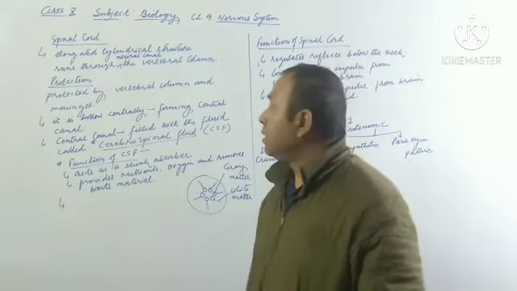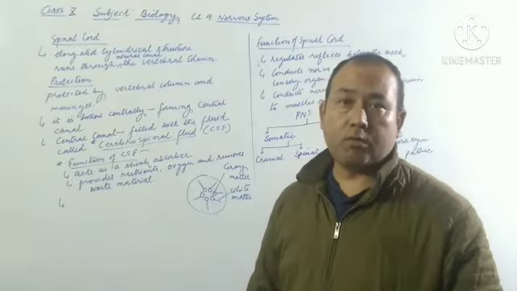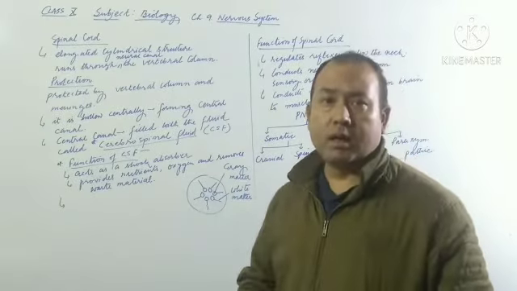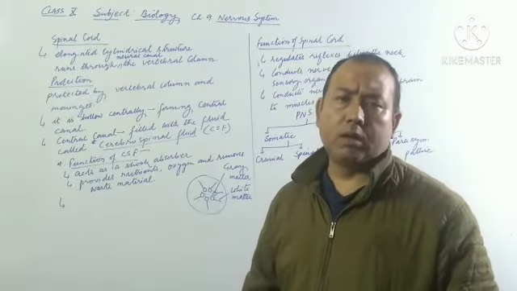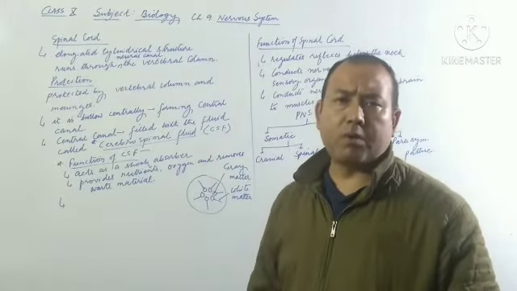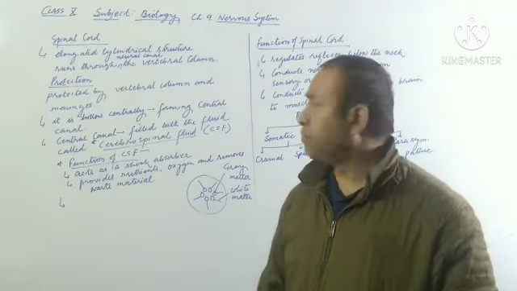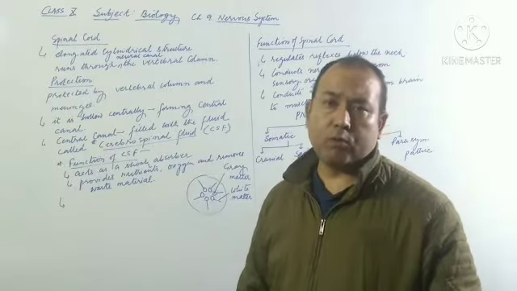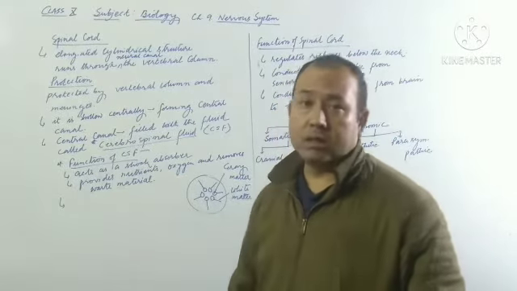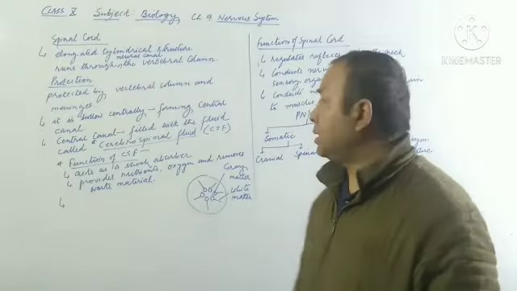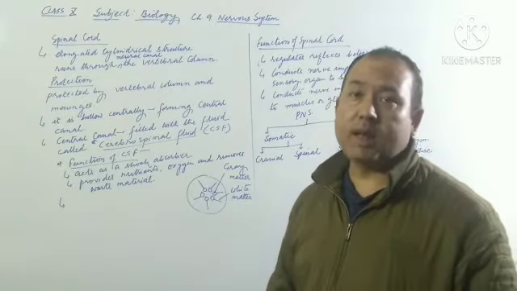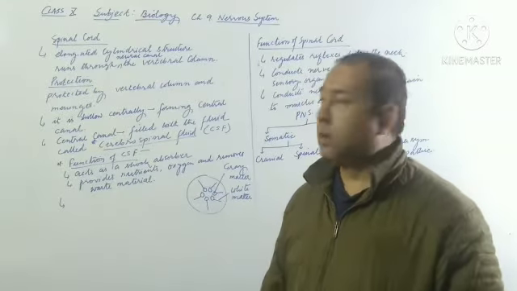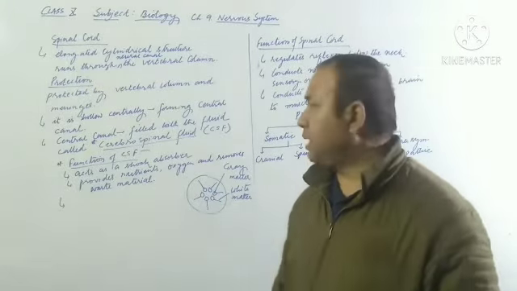So let's start. Here spinal cord is actually a somewhat elongated cylindrical structure which usually runs through the canal of the vertebral column, which we call the neural canal. This spinal cord remains protected by two different structures, that is the vertebral column itself, and the second one is meninges. You need to understand here that not only the brain is covered by the meninges, the spinal cord is also covered by the meninges.